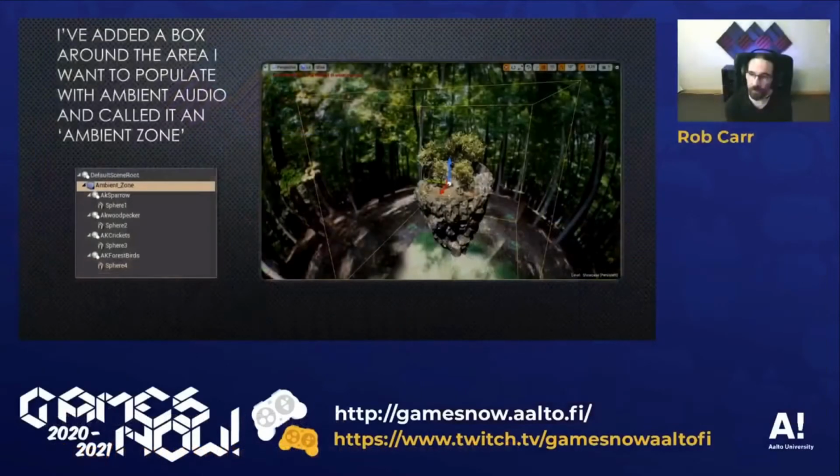I've added a box around an area I want to populate with ambient audio, and I've called it an ambient zone. Now, what this is effectively doing is in Unreal, you can add any one of different shapes, whether it be a sphere or a box or a cube or anything like that. Now, all I've used is a box collision for this, and I've just scaled it around the area that I want to populate with sound, and you'll notice that I've added under there the sparrow sound, the woodpecker, crickets, and forest birds, and I've added a sphere to that underneath.